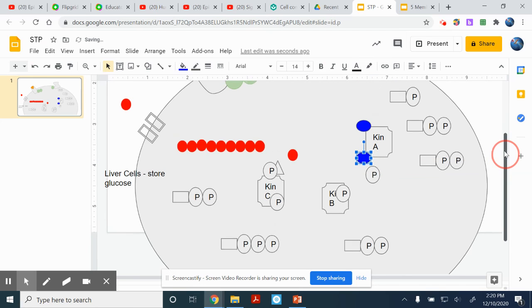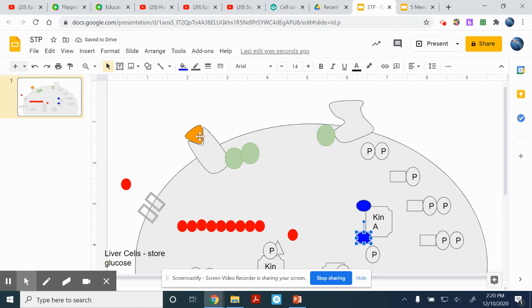Also note that hormones kind of have a short shelf life. They can eventually break down over time. So therefore the signal is removed from this process, okay? So again, just note that we have to be able to start these series of reactions, but we also have to have a way to shut them down.